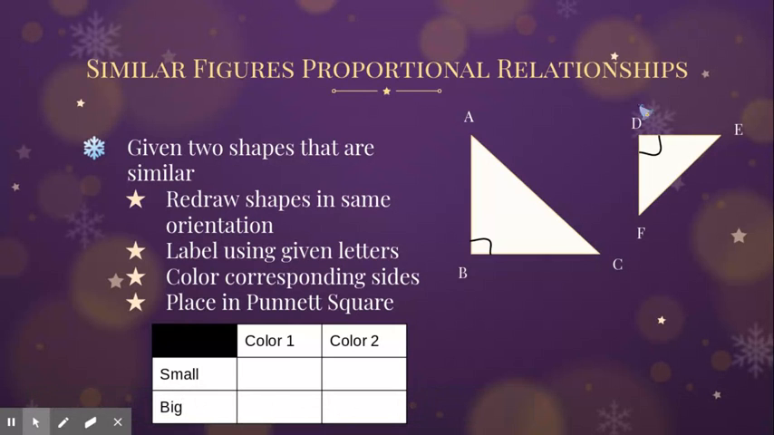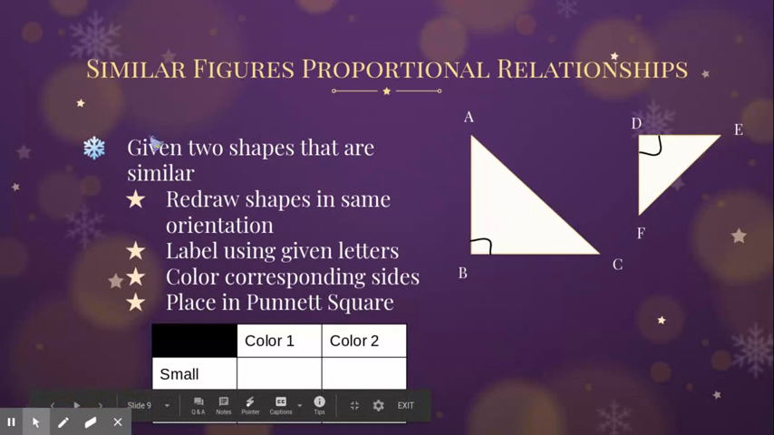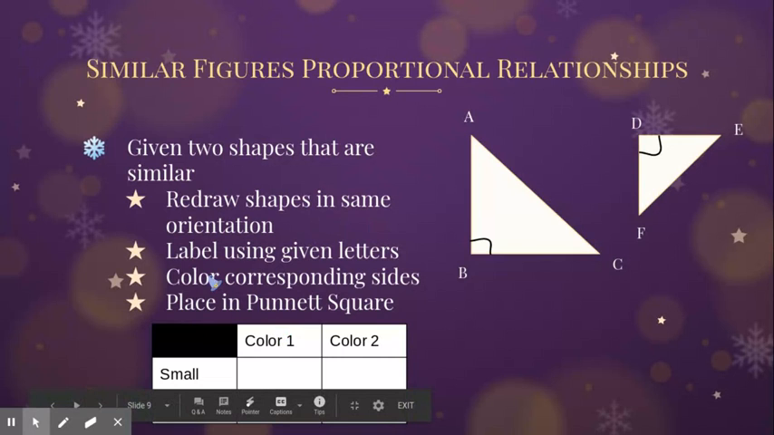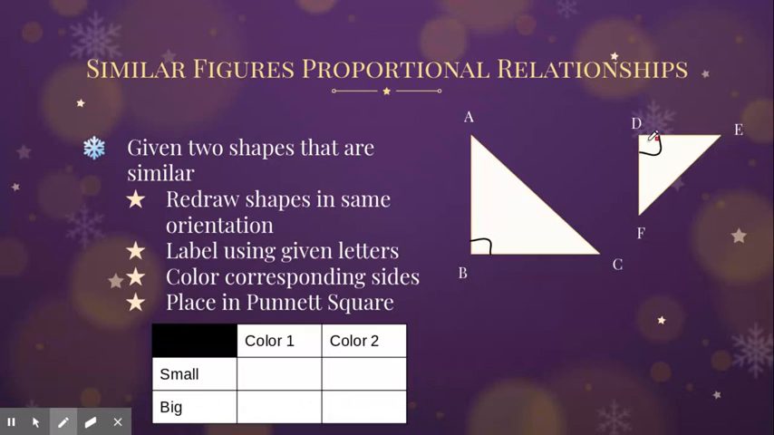Okay, like you see here, we have a bigger triangle and a smaller triangle. Given two shapes that are similar, we know these are similar because they have the same angles and it says they're similar. Okay, we're going to redraw the shapes in the same orientation. So that means we want to redraw it so they're facing the same way. So I know this angle right here and this angle right here are the same because they're marked like that.